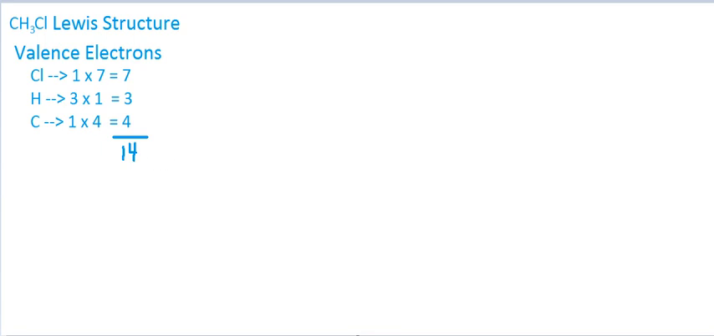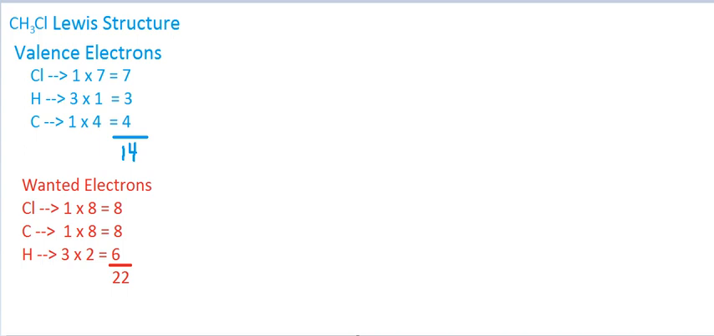So I can also think about how many valence electrons each of these elements wants to have around it to have its outer shell filled. And this is going to be the duet rule for hydrogen or the octet rule for carbon and chlorine. So each chlorine, since there's only 1 of them, it's 1 times 8. That's how many electrons it wants to surround itself with to fill up the valence orbitals in its outer shell. And the same with carbon, it wants to have an octet. Each hydrogen wants to have a duet. It wants to fill its 1s orbital with 2 electrons.